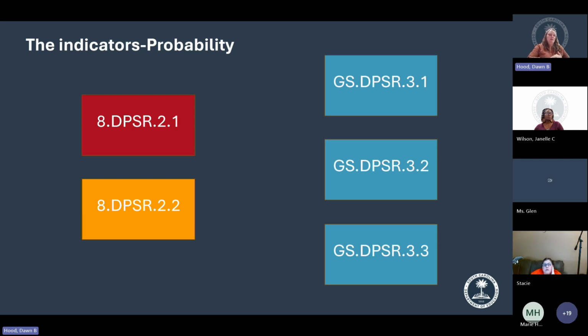3.1, 3.2, 3.3. So that's describe categories of events as subsets of a sample space using unions, intersections, or complements of other events. 3.2, apply the addition rule to find the probability of both mutually exclusive and not mutually exclusive events and interpret the answers in context. 3.3, apply the multiplication rule to determine the probability of independent events and interpret the answers in context. Any thoughts on how these would go together?